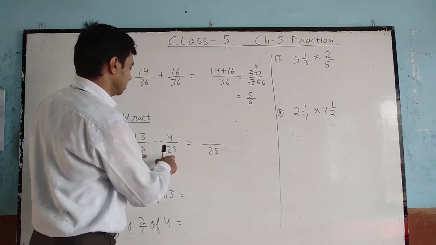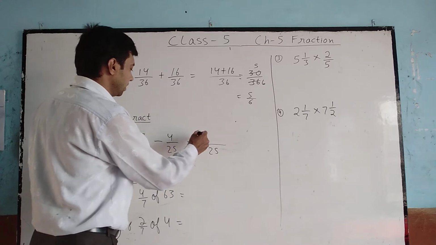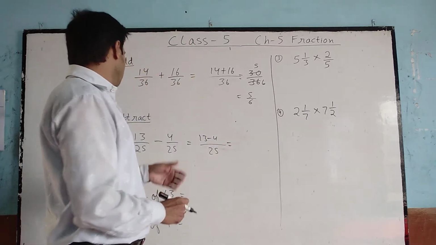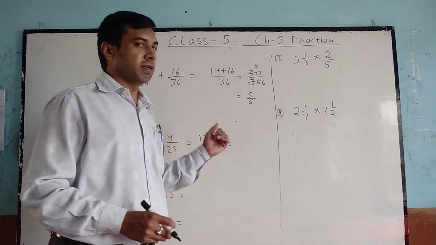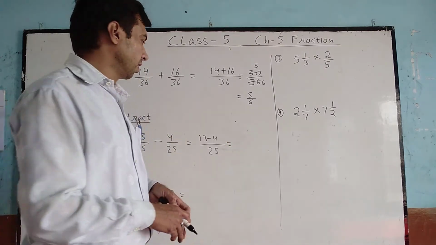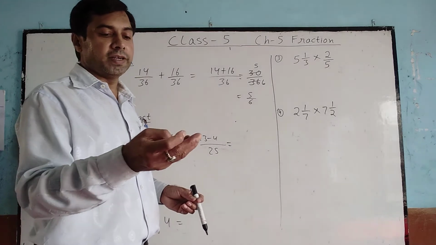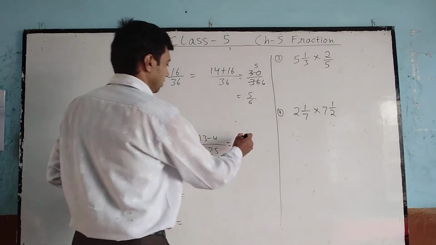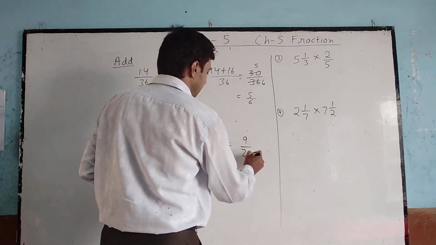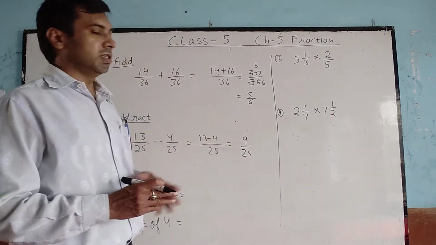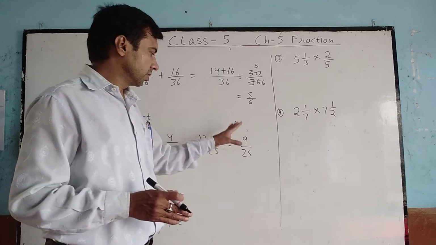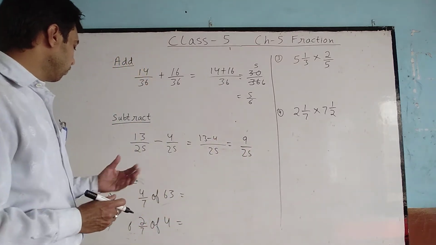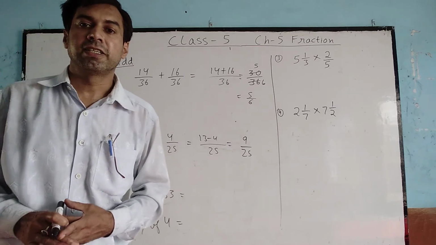Write 25 because this is like a fraction. Now 13 minus 4. Students, when you subtract this 4 from 13, how much difference will come? 5, 6, 7, 8, 9, 10, 11, 12, 13. 9. So 9 by 25. Students, can we reduce it? No, we cannot reduce it. So leave it.